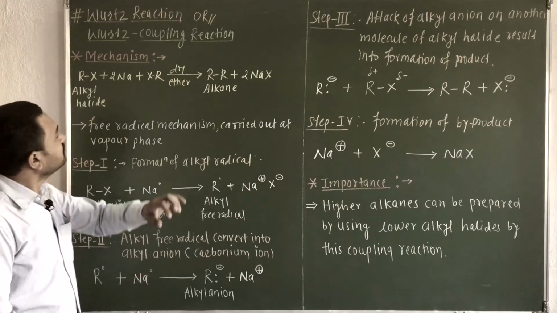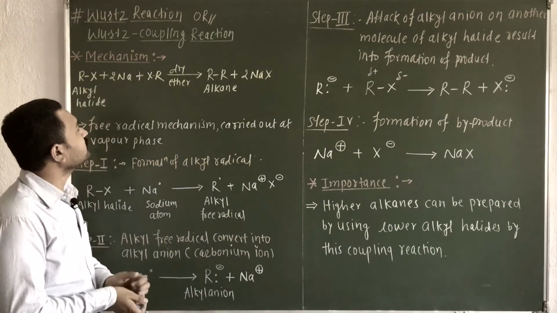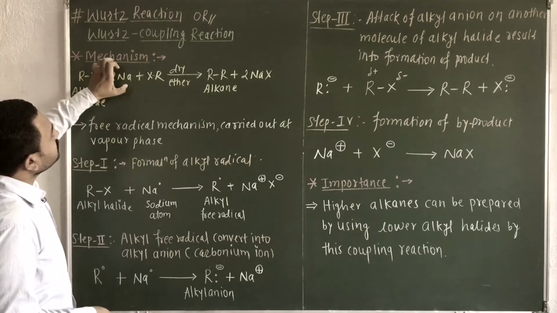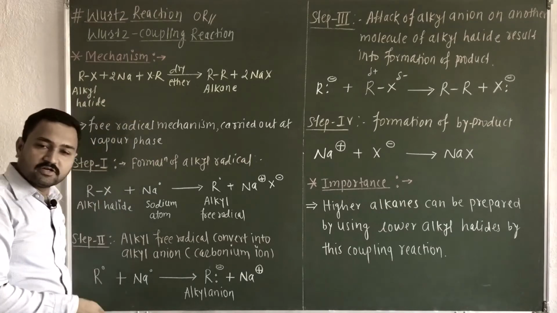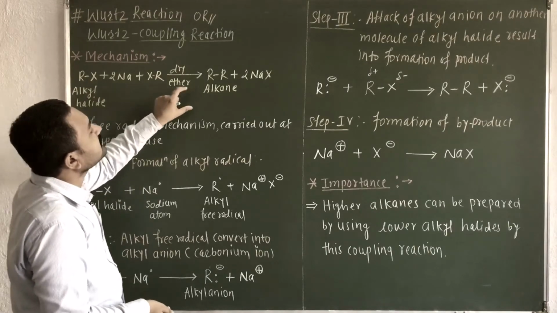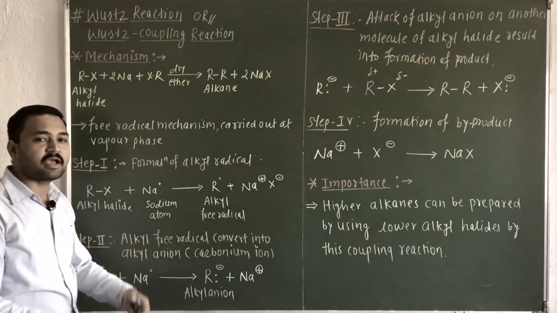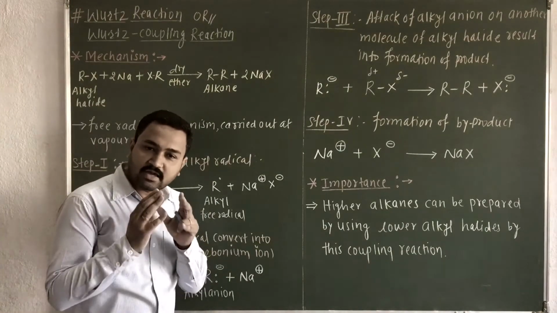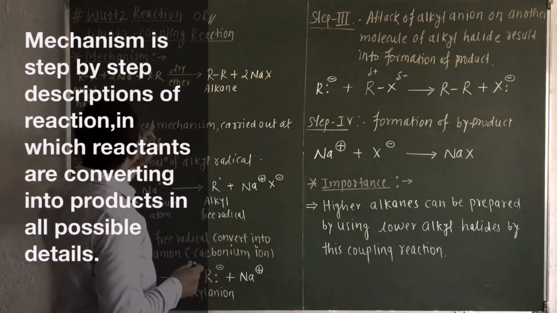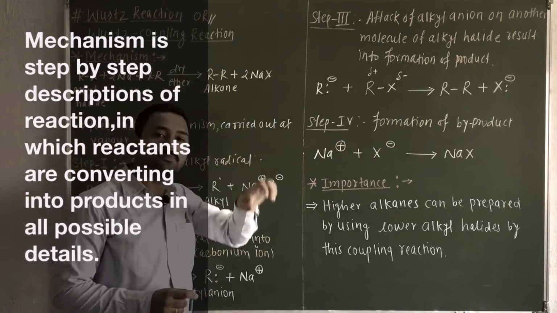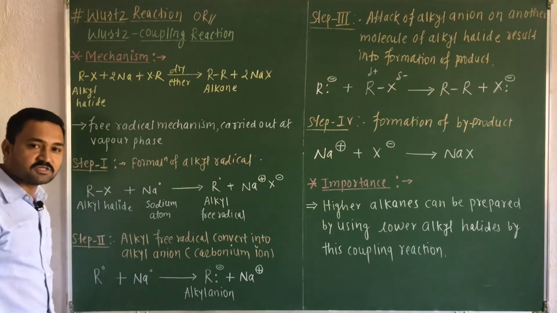Let us consider the mechanism for this Wurtz coupling reaction. It is very important. Remember, we already studied the Wurtz coupling reaction. We know that two molecules of alkyl halide, when treated with sodium metal in the presence of dry ether, give higher alkanes. So how does that exact reaction mechanism take place? We know that the mechanism is the detailed step-by-step description of how the reactant is converted into the product in all possible detail. Let's consider the mechanism of this reaction.